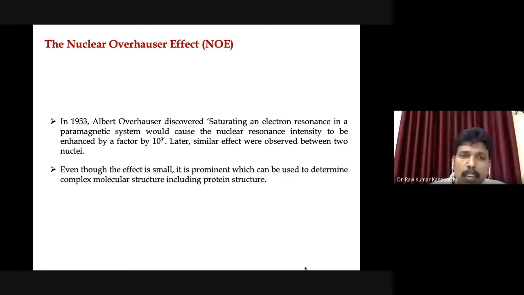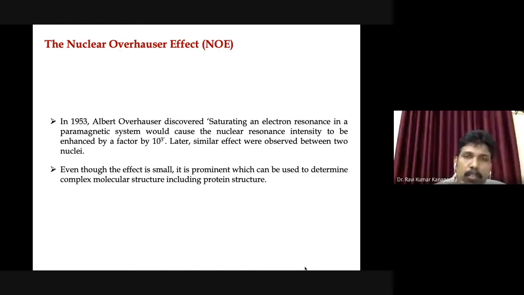Initially the observation was only between a nucleus and an electron. When you saturate the electron resonance, the nuclear intensity is either increased or decreased. But later on it was found that this is also true in nuclear magnetic resonance, where two nuclei are there. If you saturate one of the nuclei, then the other nucleus's resonance intensity either goes up or down. Either it will be enhanced or reduced. It depends. That is the effect I am talking about here.